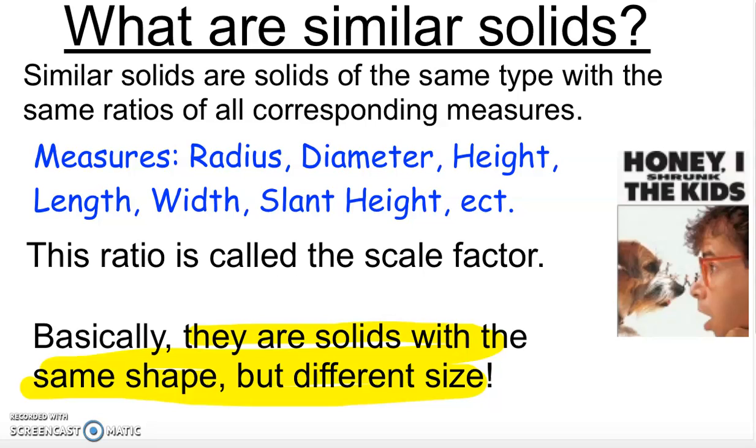And when we compare them and we get a reduced number for all the major dimensions of them, we get a scale factor. And that scale factor is going to correspond with any measure of a solid. Like the radius, diameter, height, width, length, all of those major lengths of solids are going to correspond at the same scale factor. So similar solids are solids with the same shape but different size. It's kind of like, honey, I shrunk the solid.